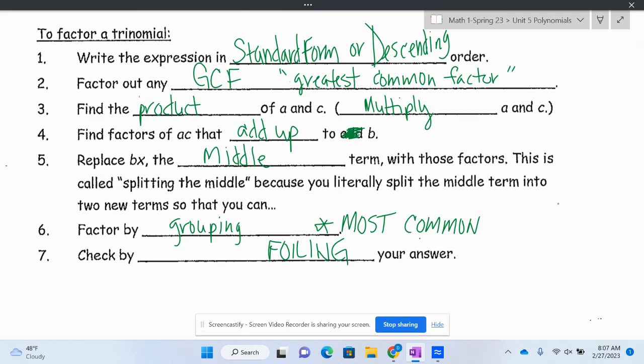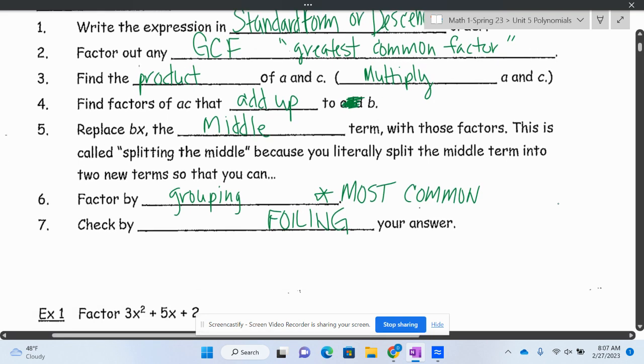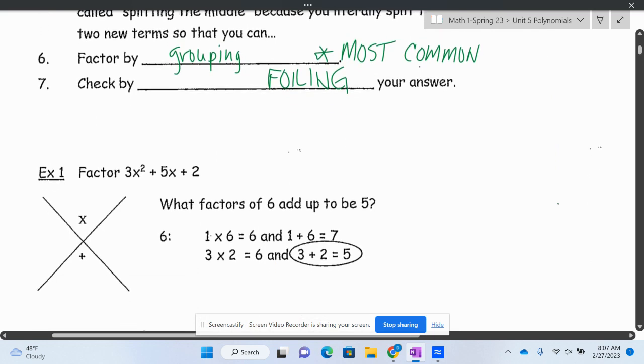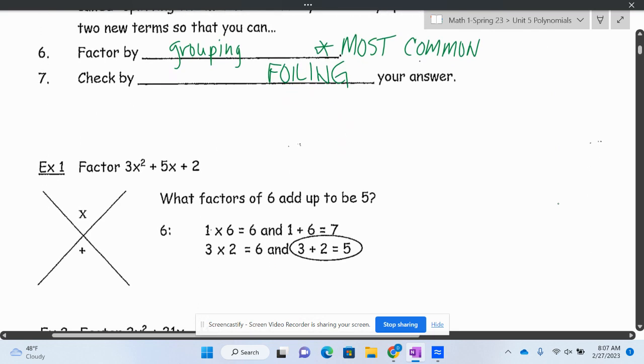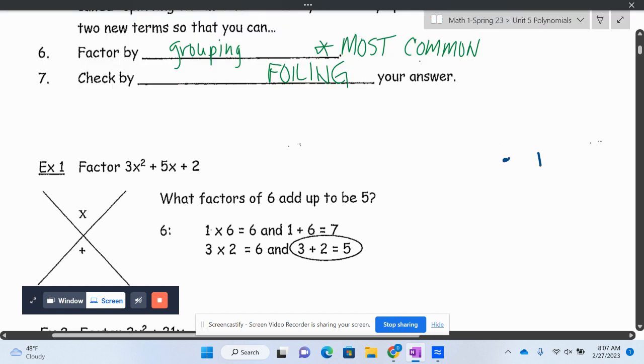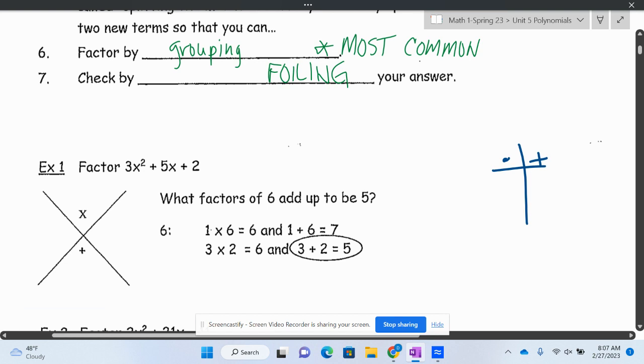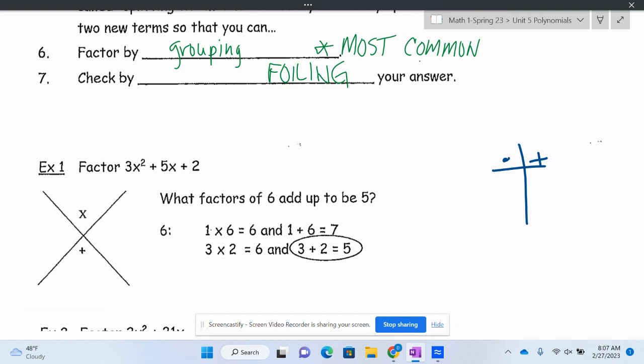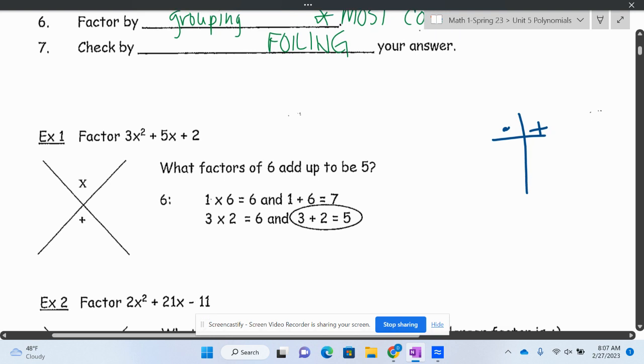Okay? So I'm going to jump down to our first example. This x that you see here is the same thing as your times plus chart. This is the same thing as this. So we're going to try to work with an x for a little bit because you might see it this way. So we take the two numbers that multiply together.